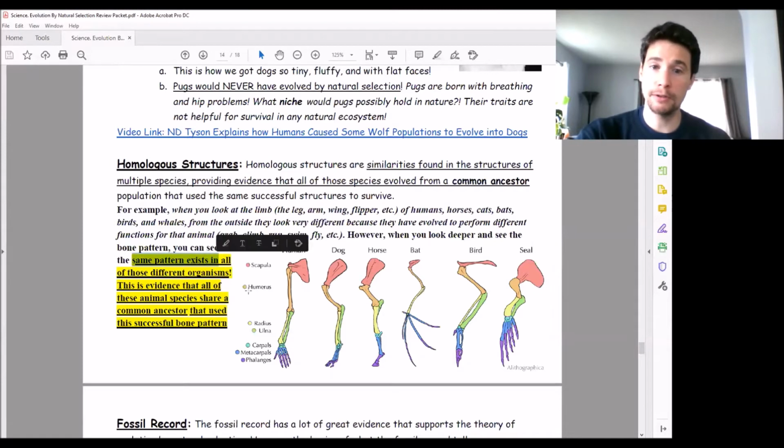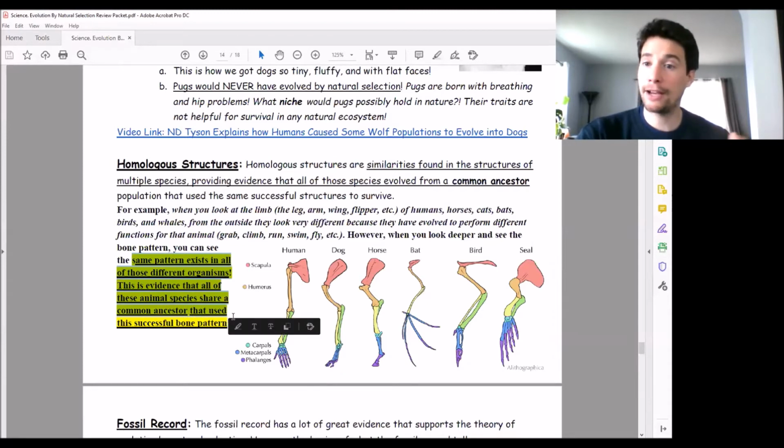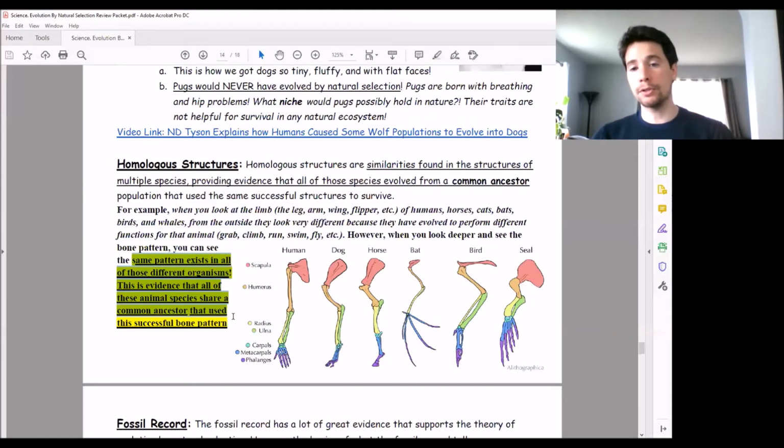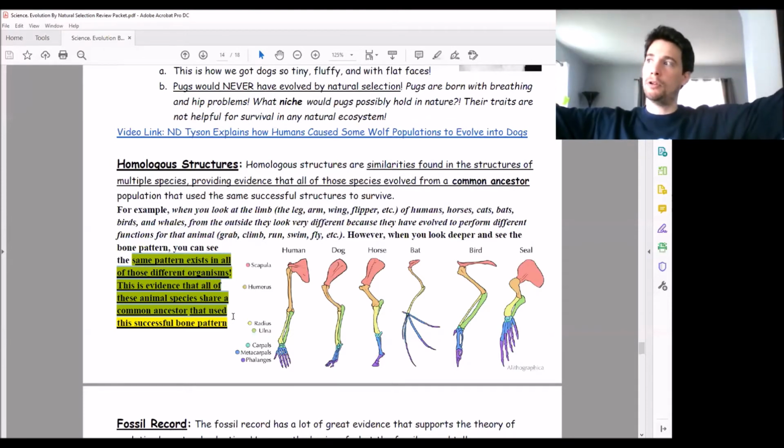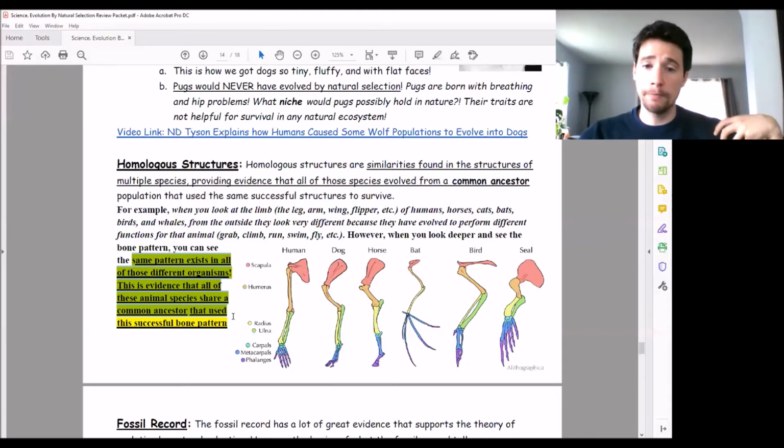The same pattern exists in all of those different organisms. And this is evidence that we all share a common ancestor that actually had that bone structure. Before there were humans, dogs, horses, bats, birds, before there were any of these things, there was something that was a very basic animal, not as specific to its environment as all of these are. Evolution hadn't taken as much time yet, right? This was millions of years ago, hundreds of millions of years ago.